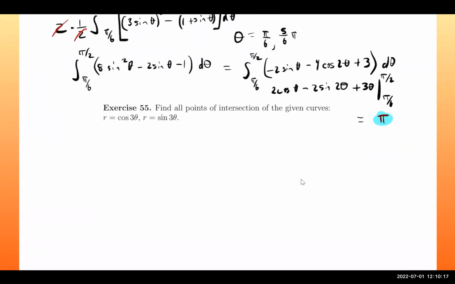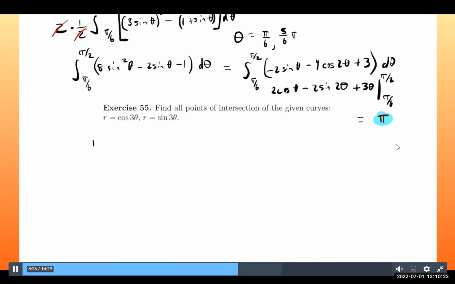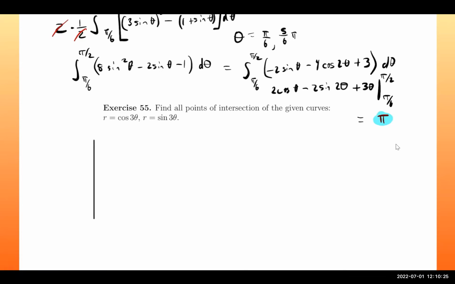All right. The final question is asking us to find all the points of intersection. In order to find the points of intersection, I highly recommend that you graph this. And once again, desmos.com is a great way to do that. So I'm going to copy what the graph looks like. This will be my blue and this will be my red. It's going to look something like this.